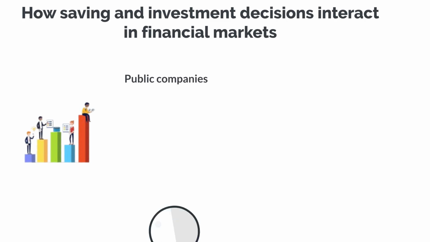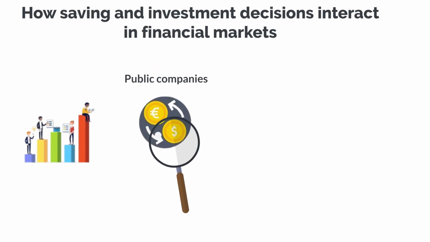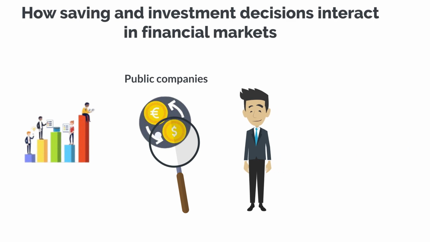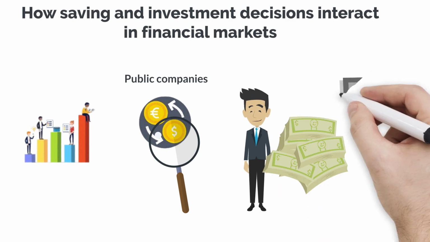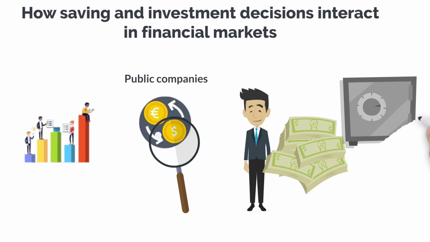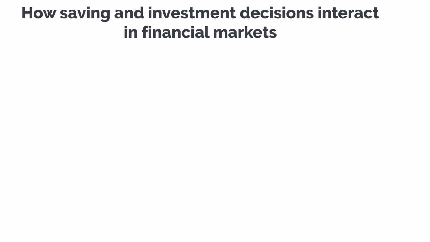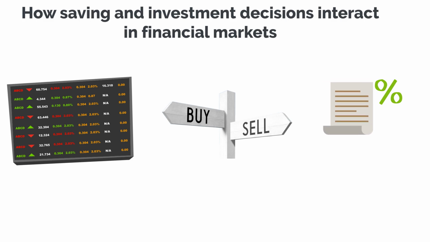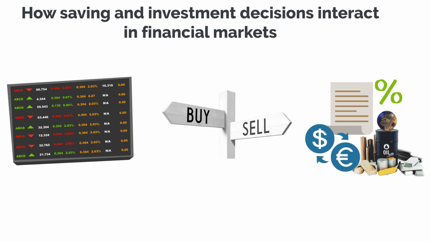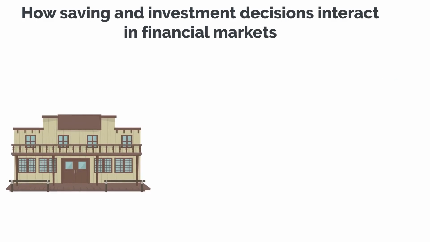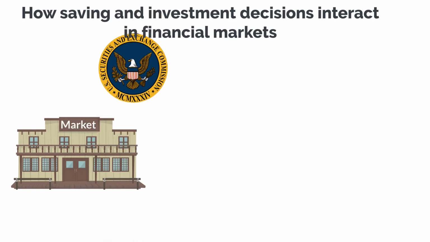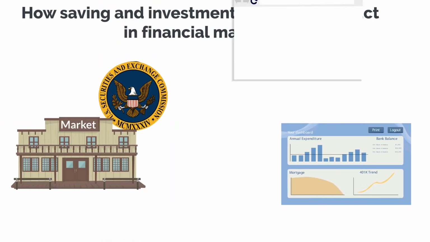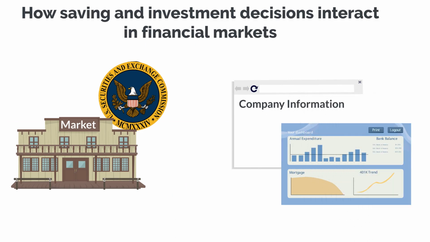Public companies seek investment by exchanging shares in their company, and investors look for opportunities to grow their wealth. Saving equals disposable income minus consumption expenditure. The stock market is just one type of financial market. Financial markets are made by buying and selling numerous types of financial instruments, including equities, bonds, currencies, and derivatives. The market is supervised by the Securities and Exchange Commission, SEC, that ensures transparency of company information and accurate reporting.